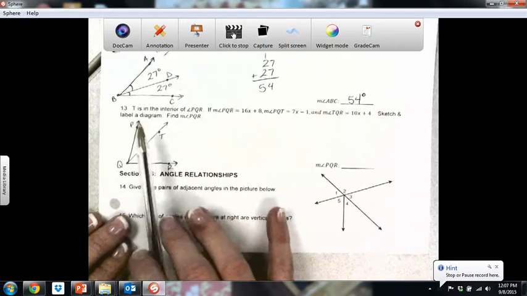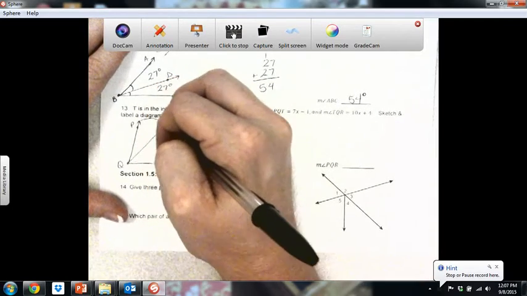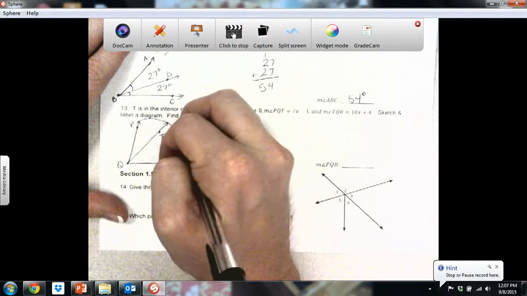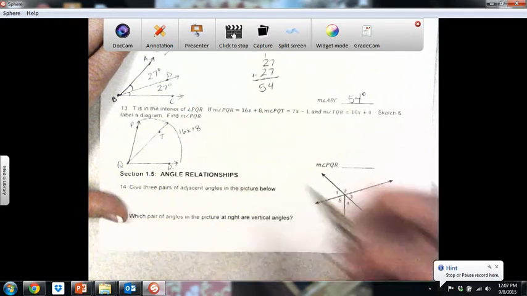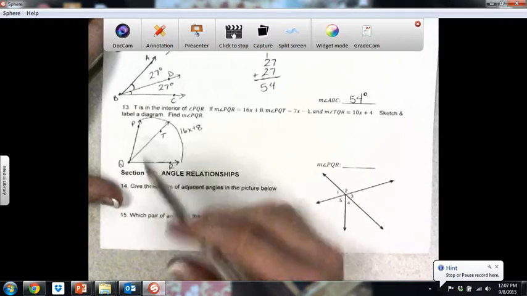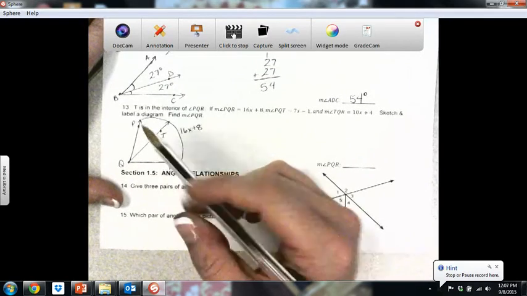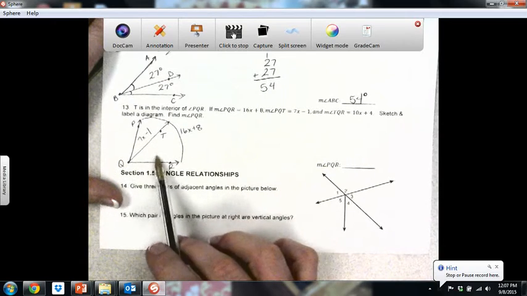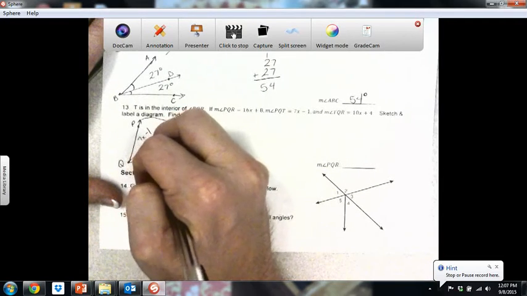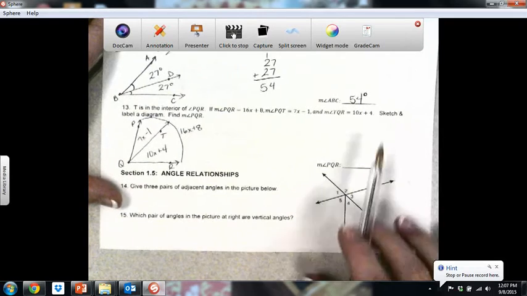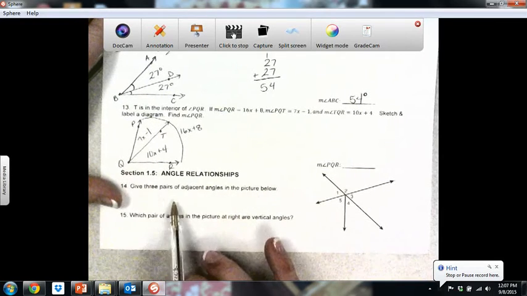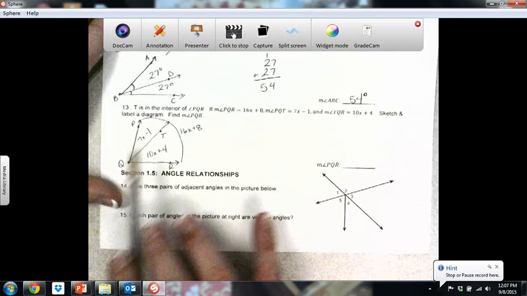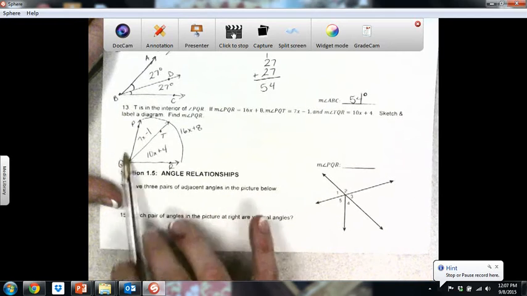Then it tells me that angle PQR, which is the whole outside, so I'm going to draw this arc around the whole thing, is 16x plus 8. That's the whole big angle. Angle PQT, which is here, is 7x minus 1. And angle TQR, which is this other little piece, is 10x plus 4. So we did the sketch and label a diagram. We want to find the measure of angle PQR, so the big outside piece.